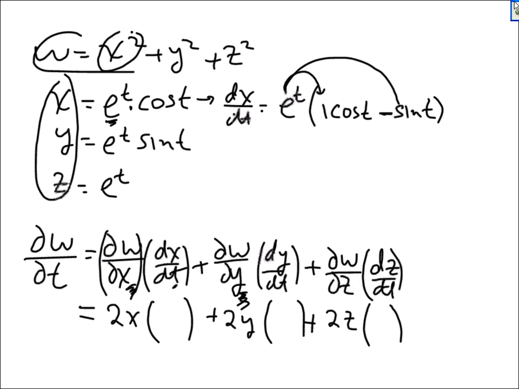Why will e to the t always be able to be factored out in a product rule? Because first, you take the derivative, and you're going to get e to the t. And then, you don't take the derivative, and you get e to the t as one of the factors. So e to the t will always be a factor.